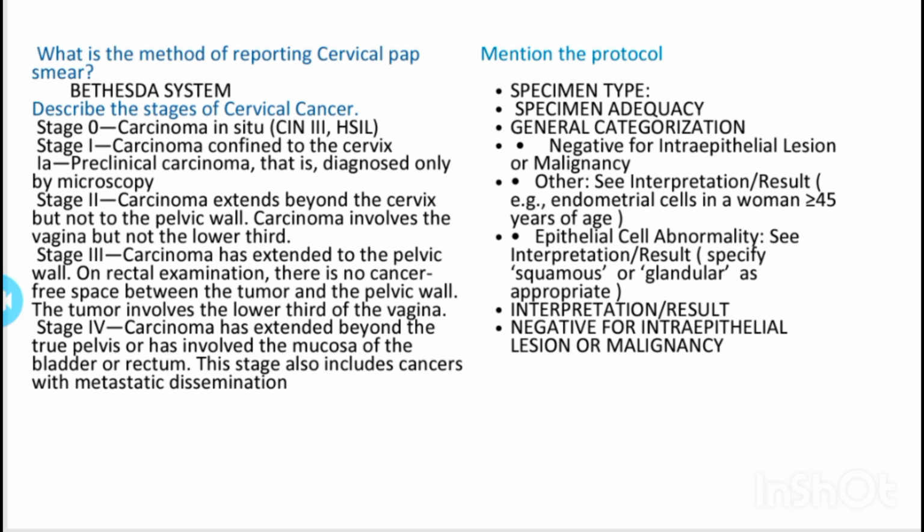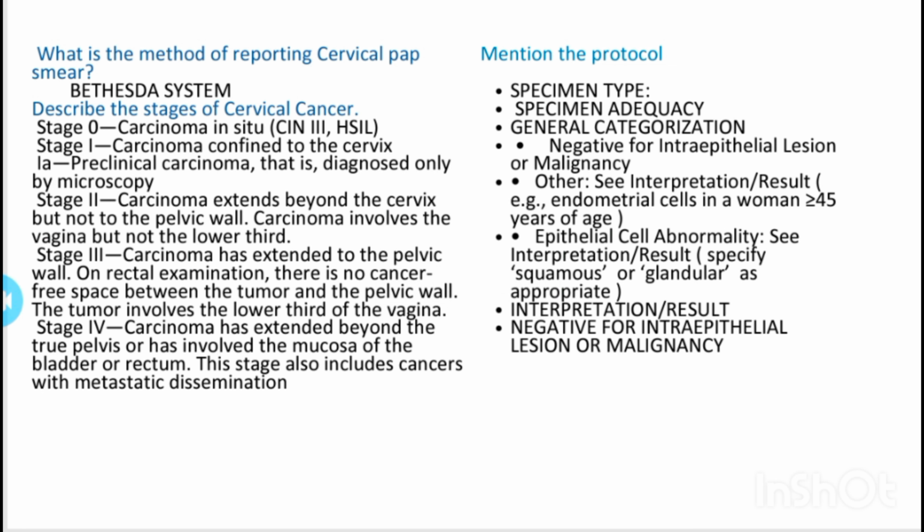Then you should see the background, that is obscuring material. If it is more than 75%, then it is not adequate. It is an unsatisfactory smear. Okay, that obscuration. If it is less than 75%, then you can report it. Then quality indicator, as I indicated, endocervical cells and squamous metaplastic cells can be considered. Then you should see the normal cells present, which is the predominant normal cell, whether it is superficial cell, intermediate cell or basal cell. Accordingly, we will report it.